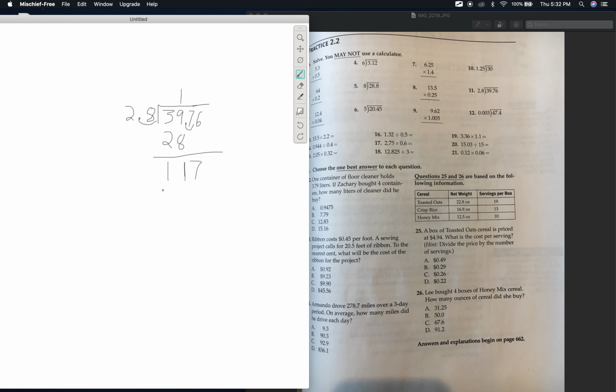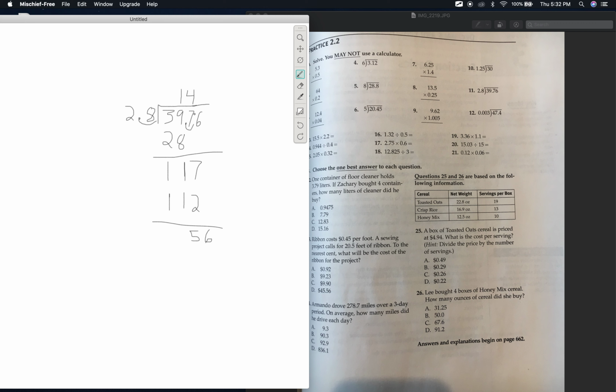28 goes into 117 four times. 4 times 28 is 112. Then 7 minus 2 is 5. These are zeros. Does 28 go into 5? It absolutely does not, so we bring down the 6.